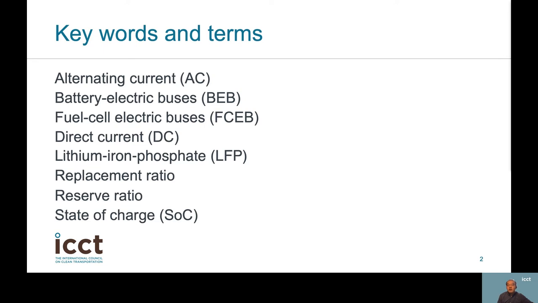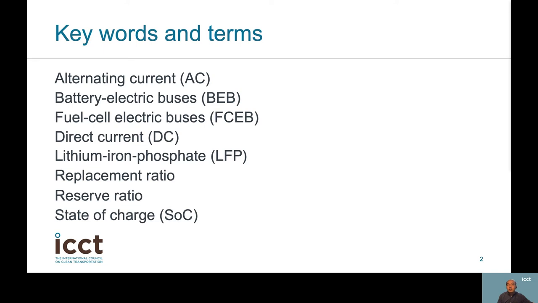Direct current is an electric current flowing in one direction only. High voltage DC quick charging is a solution to rapidly replenish depleted batteries. In vehicles, the electricity that comes from the batteries is also DC. Lithium iron phosphate, LFP, is a material commonly used for the cathode of a battery electric bus battery.